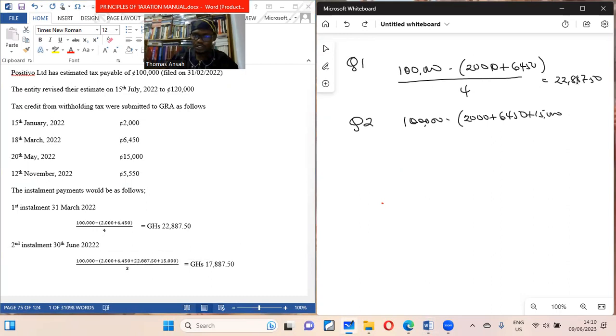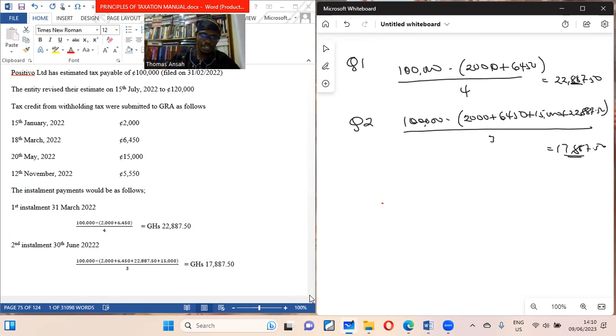There is this one that has been paid. So 22,887.5, all over all three. When you do that, you have 17,887.5. All right, so that is that.